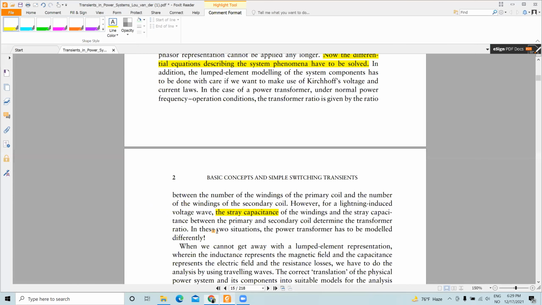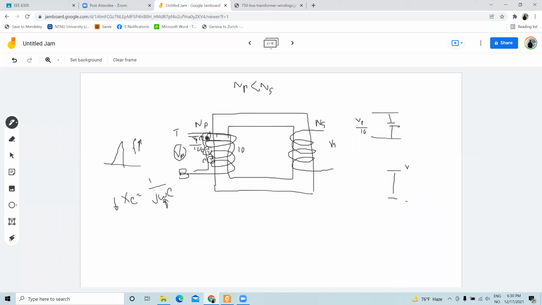In these two situations, the power transformer has to be modeled differently. In the previous case, when we model it for steady state analysis, we do not consider these capacitors. But when you have transient analysis, you always have to consider these capacitors that are not seen by the open eye.